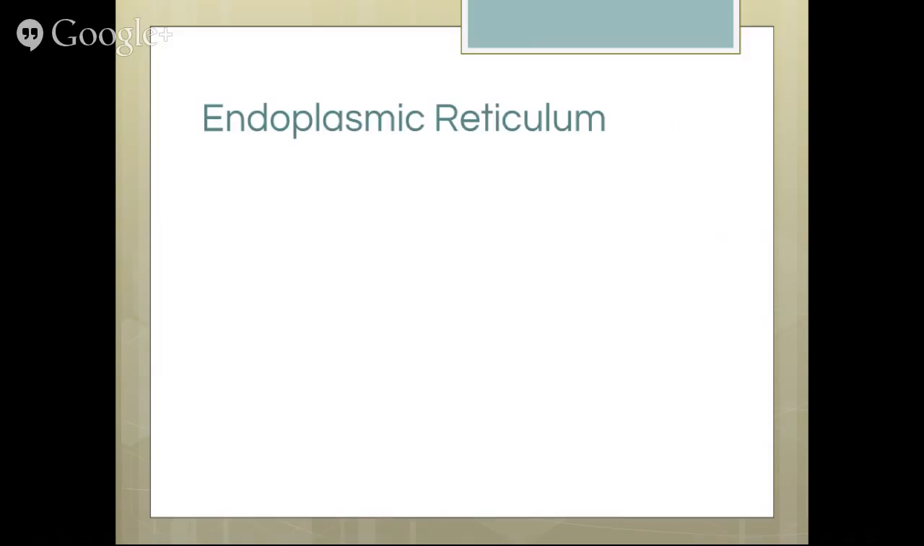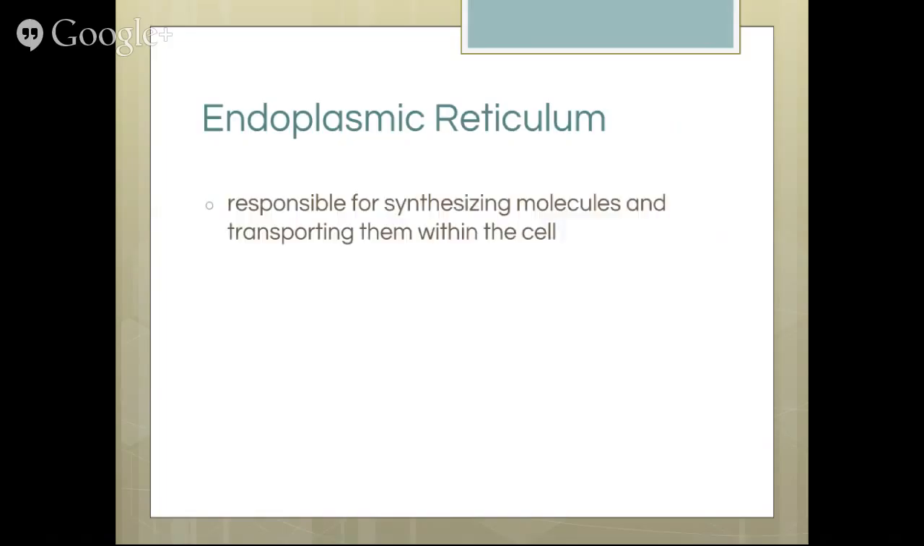The next organelle moving out from the nucleus is the endoplasmic reticulum. The endoplasmic reticulum is responsible for synthesizing molecules and then moving them within the cell. So it's kind of like the roads in the cell. It's going to move material from one place to another. The endoplasmic reticulum is what we call continuous with the nucleus, meaning that it's actually connected to the nucleus, and the membrane of the nucleus actually just kind of outfolds and becomes the endoplasmic reticulum at a couple of points, and then it branches off from there.